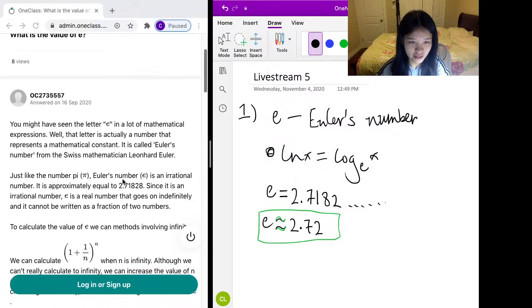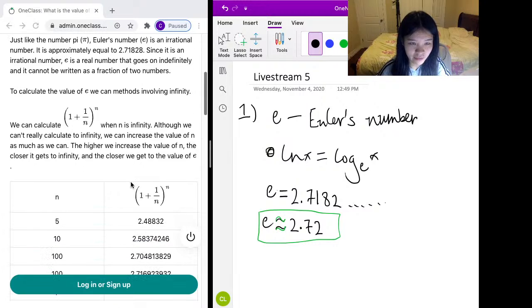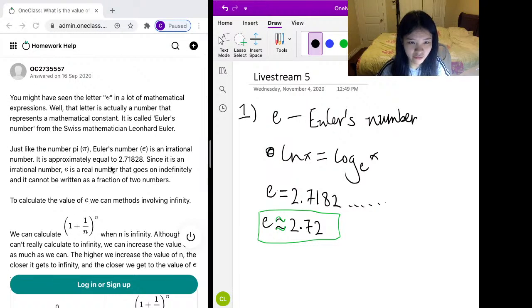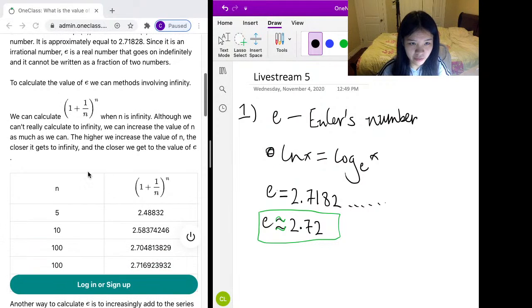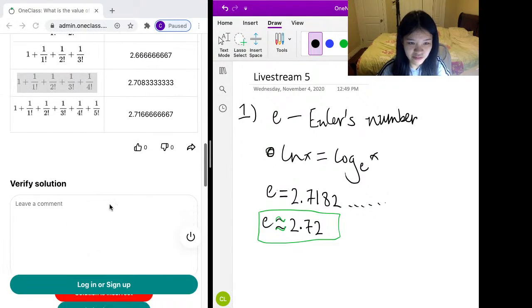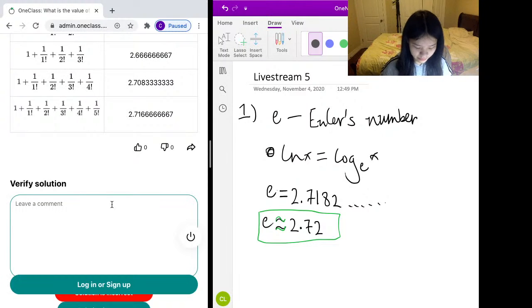Our sample solution here just has some information on the background of Euler's number, along with a way of deriving it. So if you're interested, feel free to read it up. This solution is really great. That's correct.